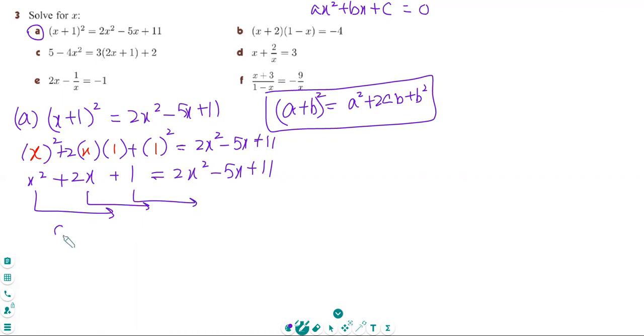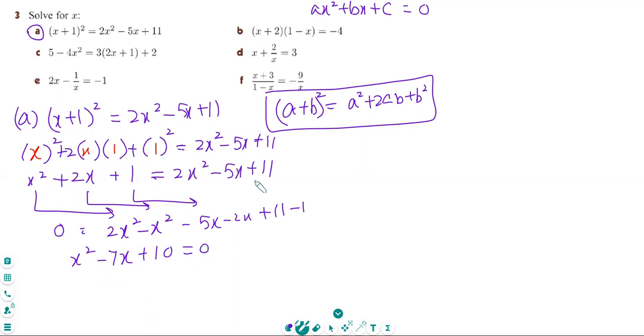So here we are left with only 0. And on the right hand side, 2x squared minus x squared will be x squared, minus 5x plus 2x will be minus 7x, and plus 11 minus 1 is 10, right? After switching the sides, we get x squared minus 7x plus 10 equal to 0. So this is actually the general form of the quadratic equation we got.